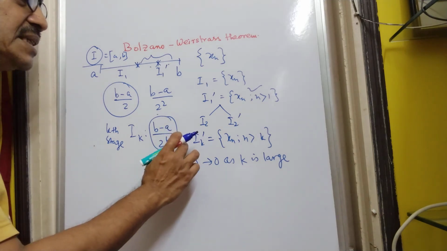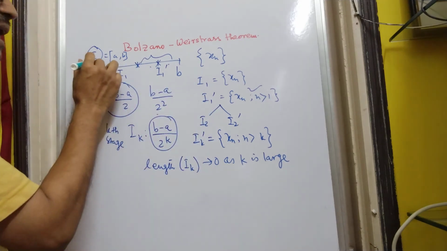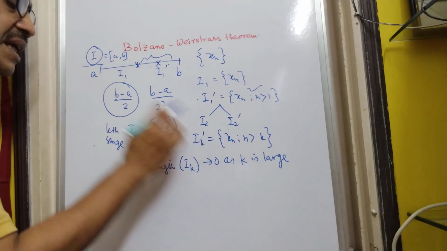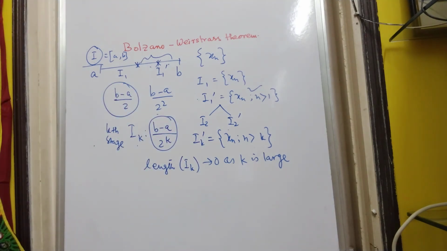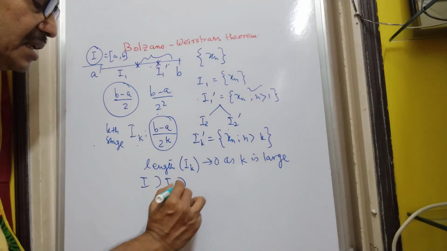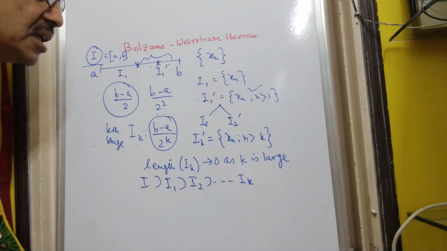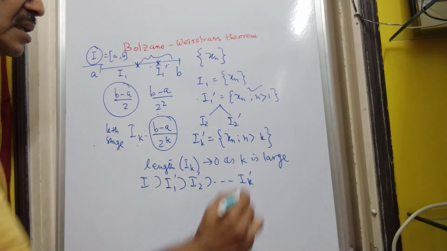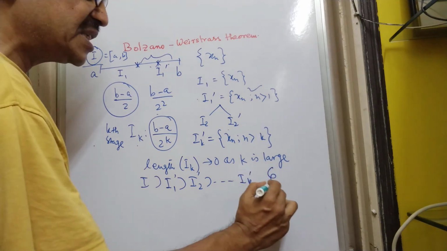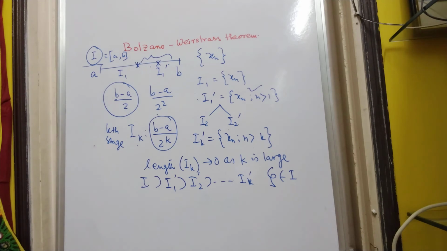So b minus a by 2 to the power k will be very, very small. And all these intervals are nested because I1 prime is contained in I, I2 prime is contained in I1 prime, and Ik prime is contained in Ik minus 1 prime. So this is a nested interval. And we know that all these intervals will converge to a specific unique limit which is contained in this interval.